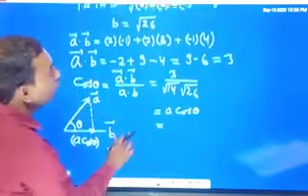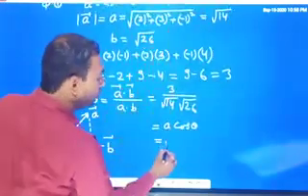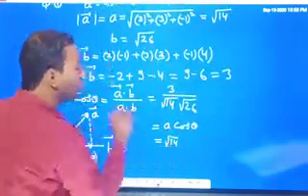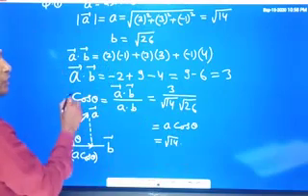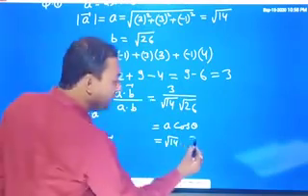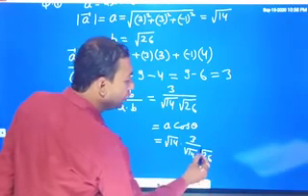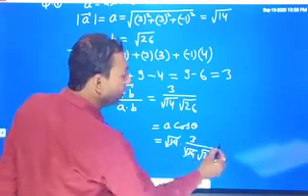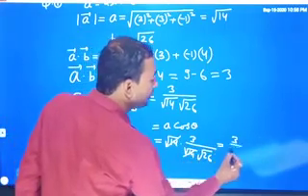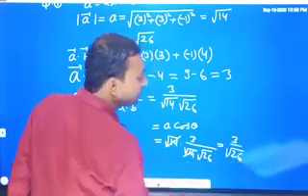The magnitude of a is under root 14. And what is cos theta? The angle between these two vectors is 3 upon under root 14 multiplied with under root 26. Then under root 14 and under root 14 cancel out, leaving 3 upon under root 26.